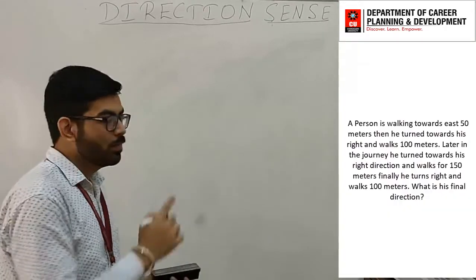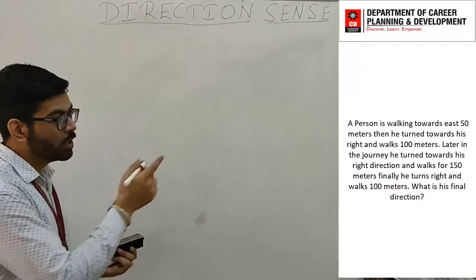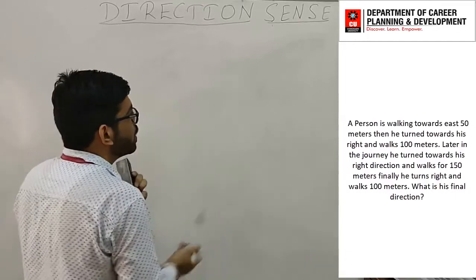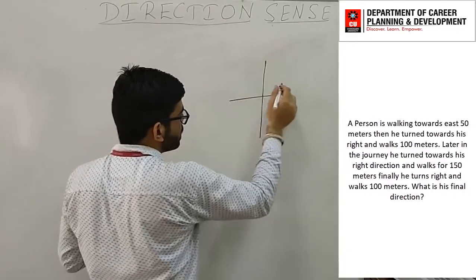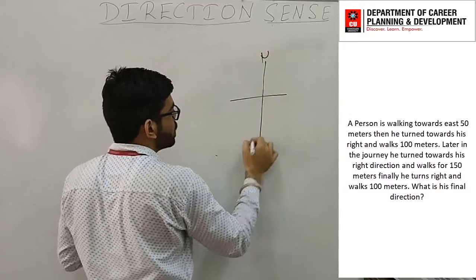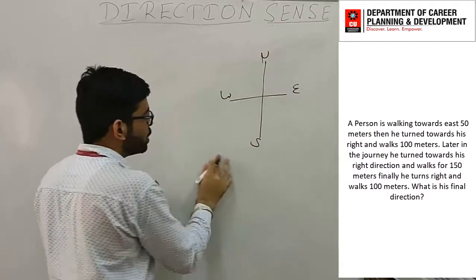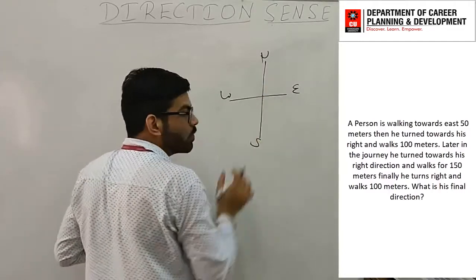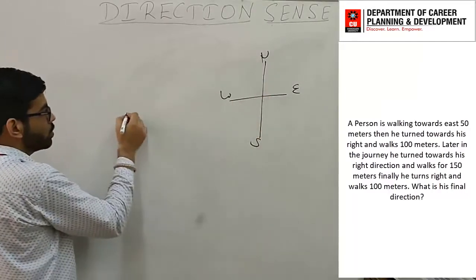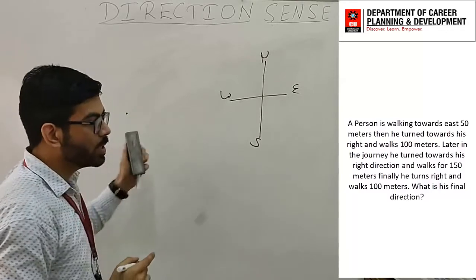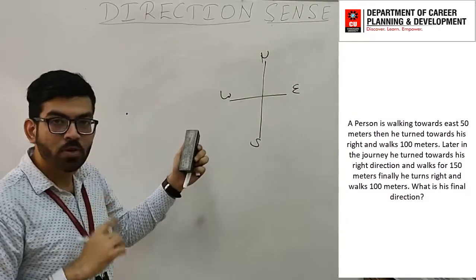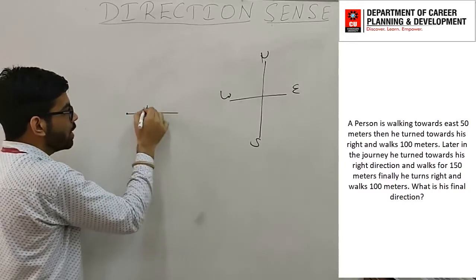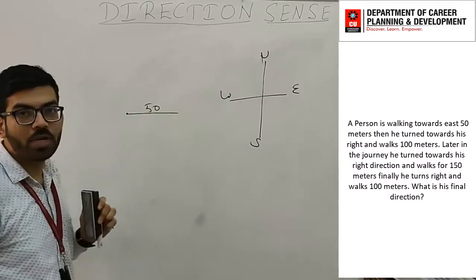Okay, let's see the question. The question is, a person is walking towards east 50 meters. There are two methods to solve this question. The first one is the basic one. Let's consider diagrams: north, south, east and west. Whenever the person starts, it always starts from the equator, that means from the center point. So from here, the first line is, a person is walking towards east 50 meters. So from this part, east direction is this one, and this much distance is 50 meters.